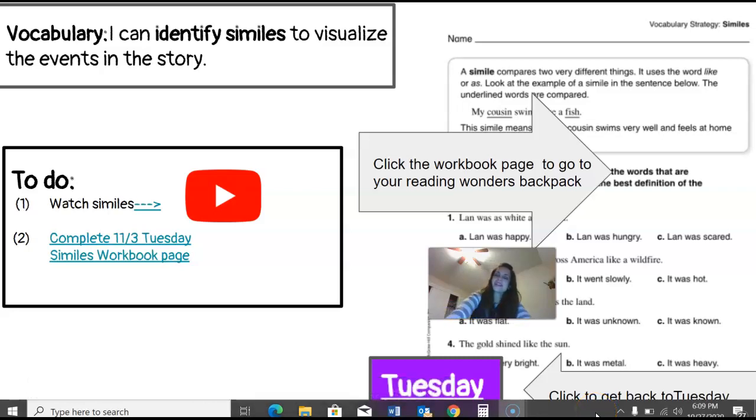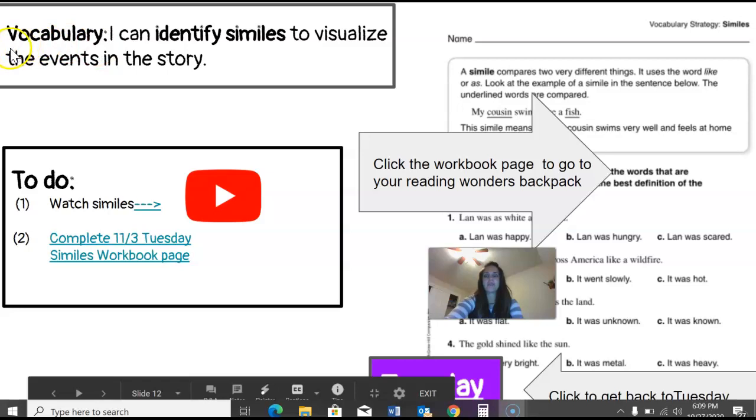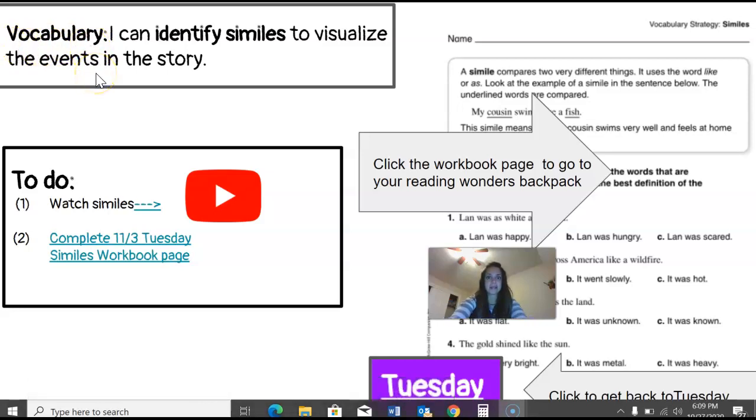Welcome back, third graders. Let's get our brains ready for our next purpose as readers. If we look up in the left-hand corner of our page, we will find the word vocabulary. Let's read our I can statement. I can identify similes to visualize the events in the story. We will talk more about similes. Let's see what our to-do is for today.